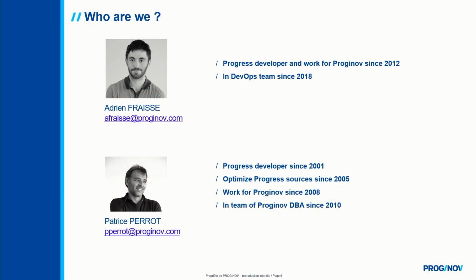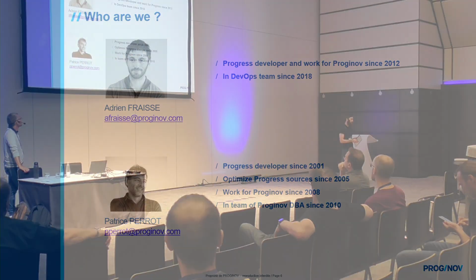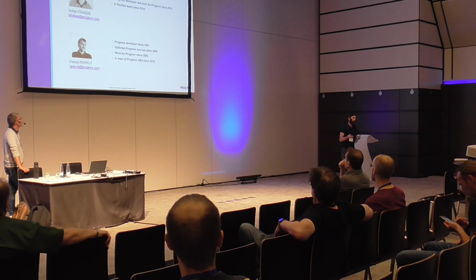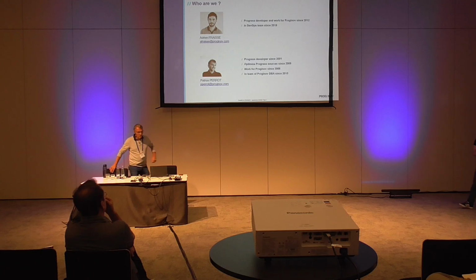About us, I'm Adrien Fraisse. I'm a Progress developer at Proginov since 2012. I'm right now in the DevOps team, so I spend most of my time working on tools for the developers. I'm Patrice Perrot. I'm a developer since 2001. I'm working on performance since 2005, and I'm a DBA since 2010.